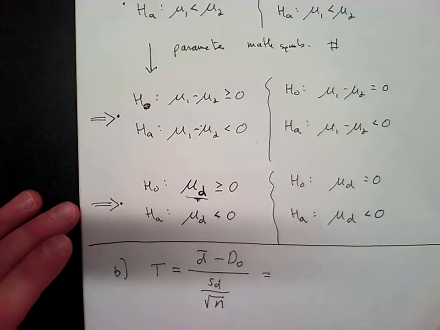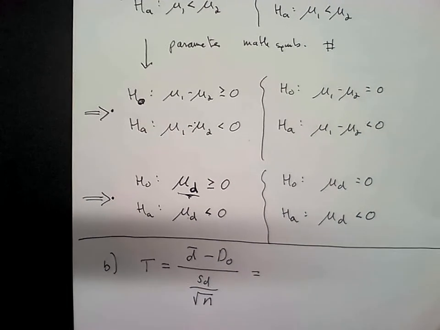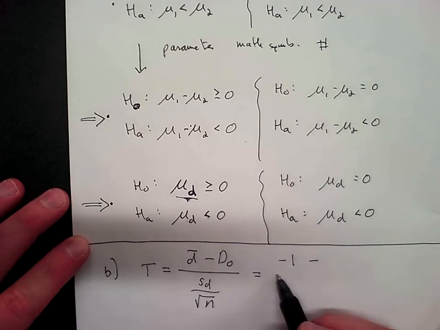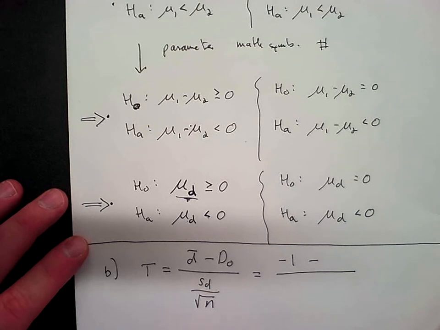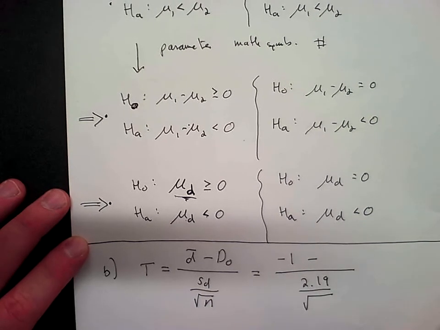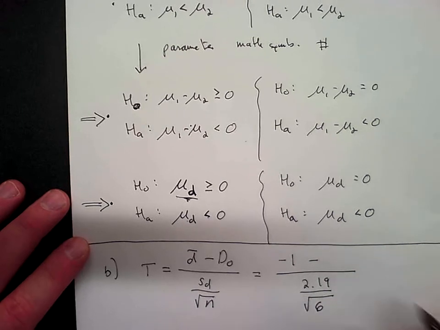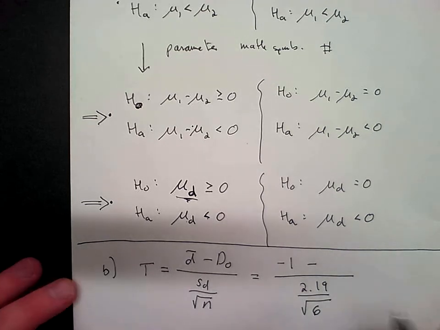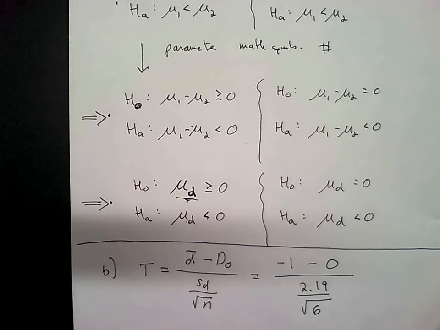So let's fill in some numbers. What's d bar equal to? -1. It tells us that in our problem. I'm going to skip this d naught here for a second. What is SD equal to? 2.19. Again, it tells us that in our problem. And what's our sample size? 6, because we have 6 students. Good. So the only thing that we haven't filled in here yet is d naught. But again, the naught numbers come from our hypotheses, right? Mu naught, p naught. Now we're looking for d naught. So what's the only number that we have in our hypotheses? 0. So here we have the 0, right?